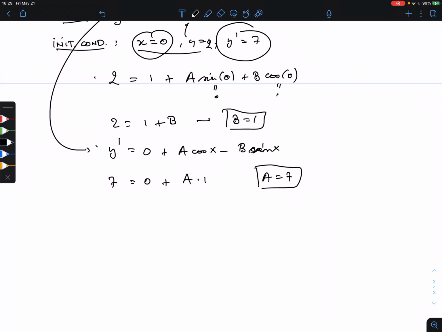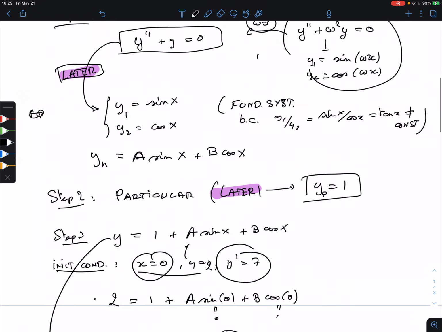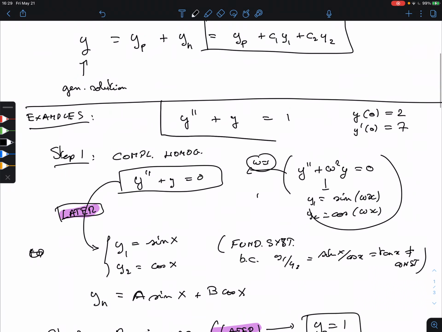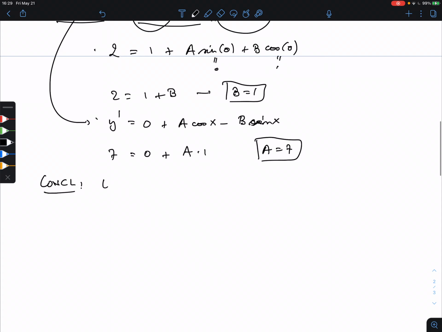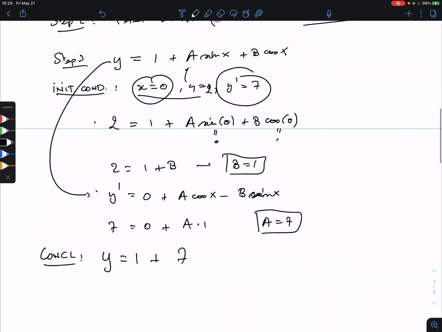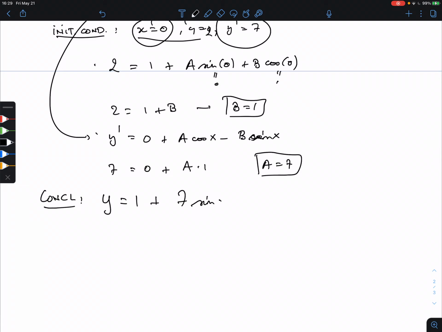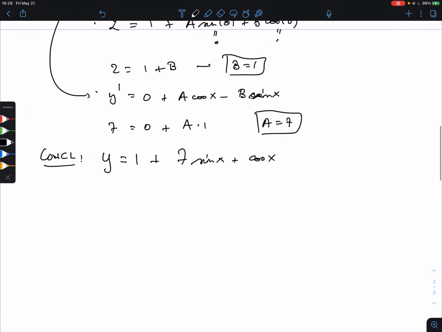So conclusion, the solution to this differential equation with these initial conditions is the function y equals 1 plus 7 sine x plus cosine x. So that's how it works. Okay, let's do another example.